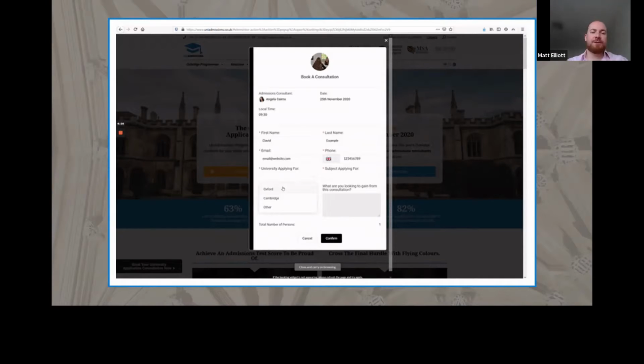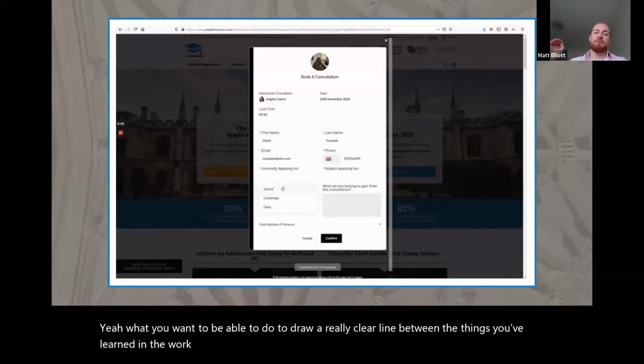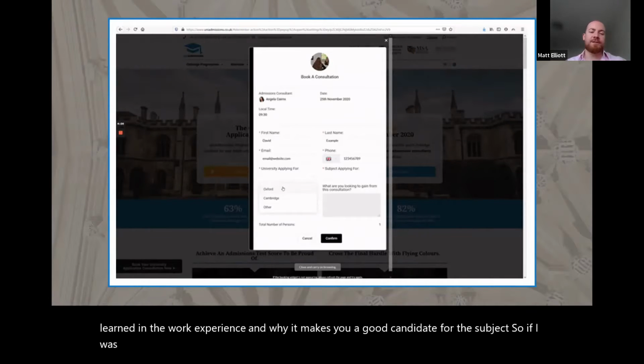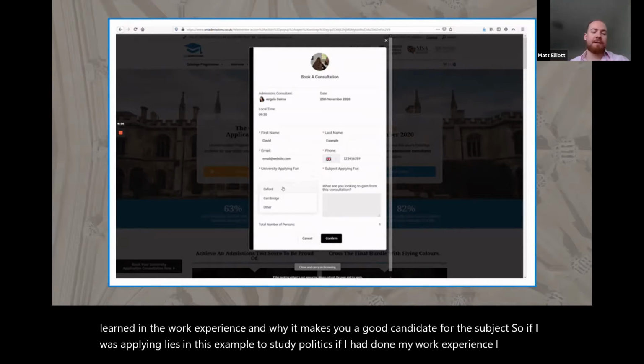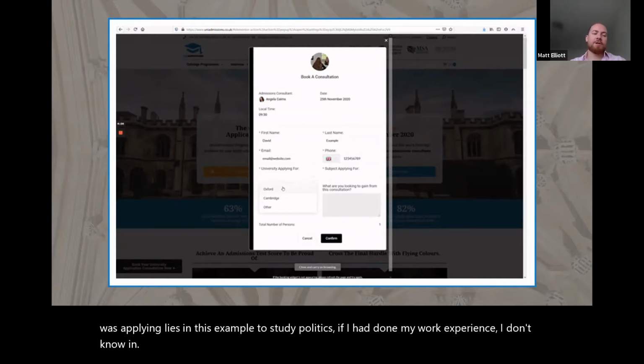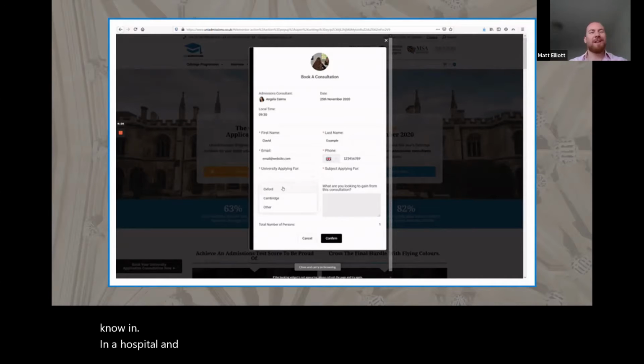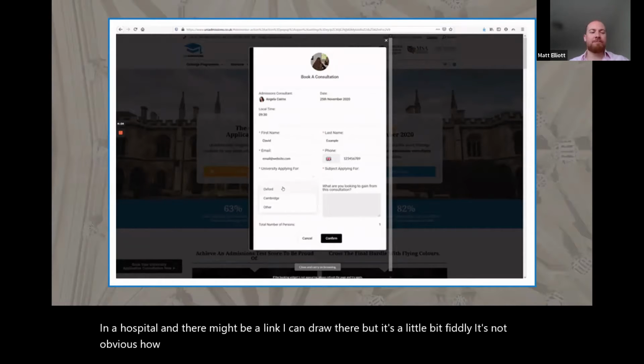Yeah, what you want to be able to do is draw a really clear line between the things you've learned in the work experience and why it makes you a good candidate for the subject. So if I was applying, in this example, to study politics, and I had done my work experience in a hospital, then there might be a link I can draw there, but it's a little bit fiddly. It's not obvious how the hospital is necessarily relevant to politics. Maybe I could try and explain it, but I think it would be a little bit too much.